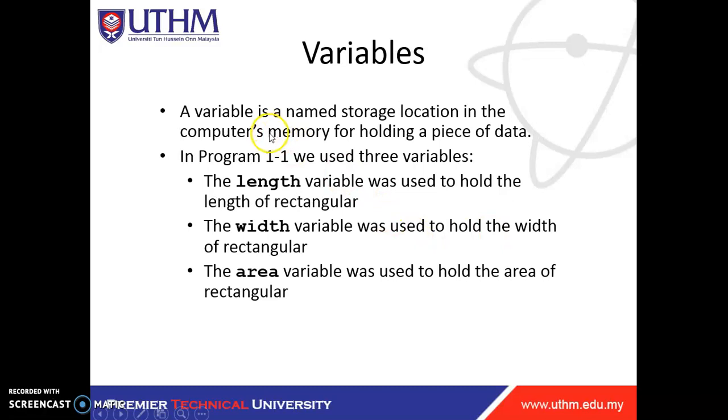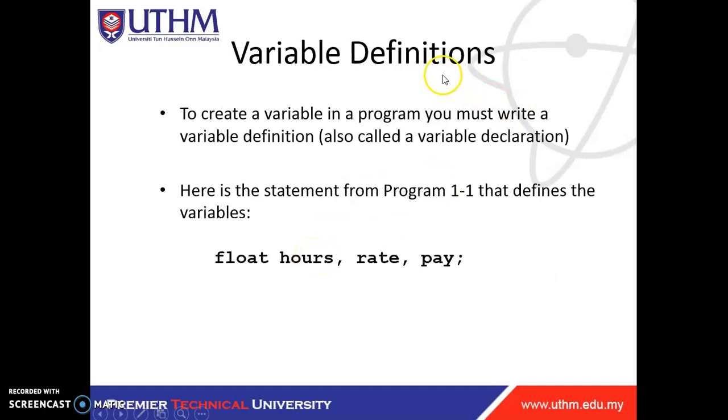Okay, and a variable is a named storage location in the computer memory to hold a piece of data. So in program 1, we use 3 variables: the length, the width, and the area. Okay. So for the variable definitions, to create a variable in a program, you must write a variable definition. So how do you declare it, okay?